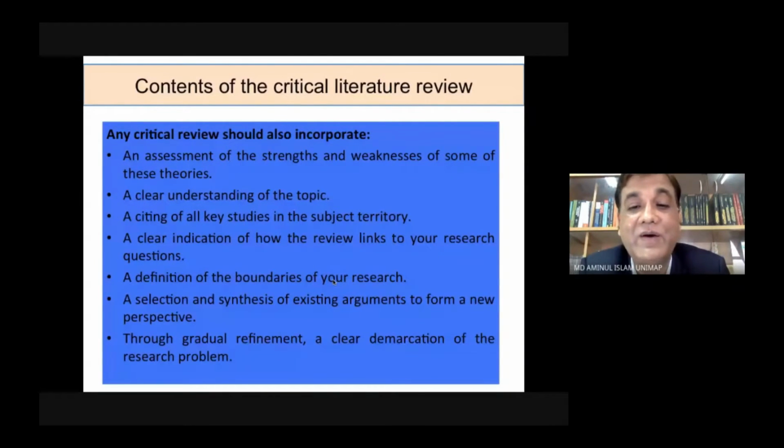A clear indication of how the review links to your research. This is another one. Students are very weak here. They just summarize people's work and present it, and they fail to link it with their research question.